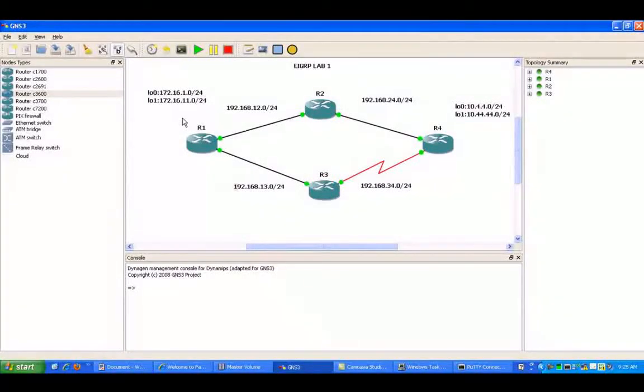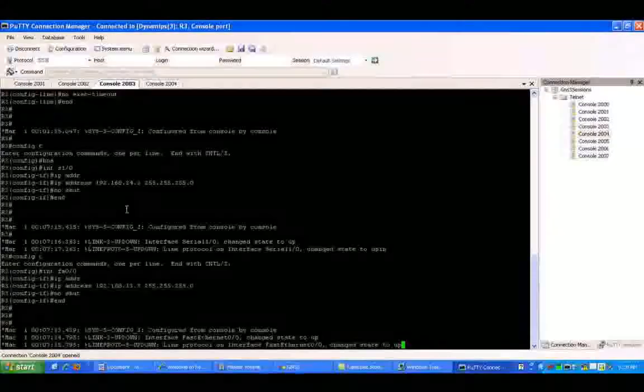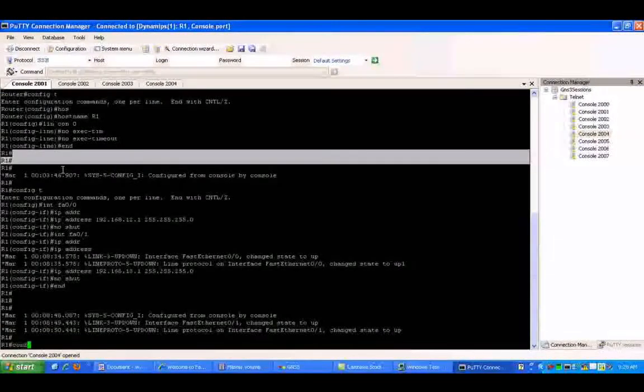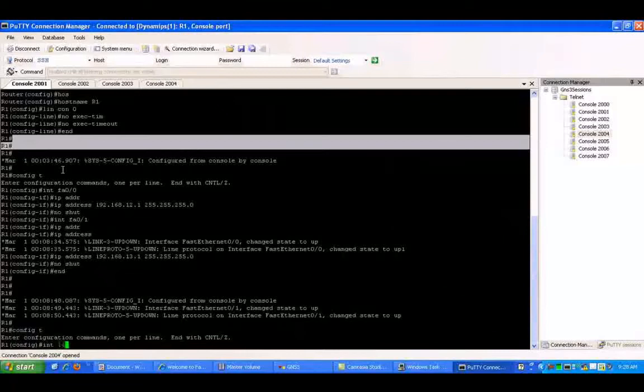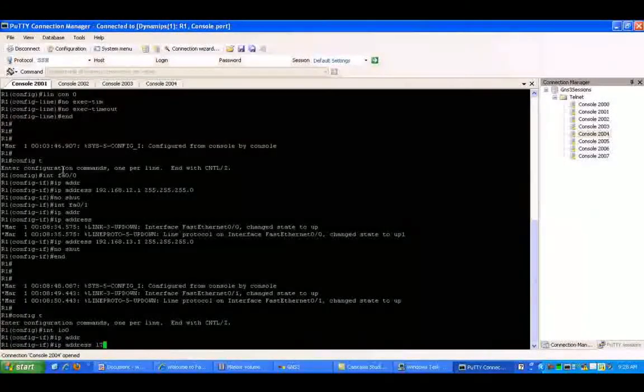So before we get started and take a look at EIGRP, we're going to go ahead and configure all the links between. Okay, so I have all the IP addressing done between the routers. We'll go ahead and do the loopback interfaces now. We have all the connections between the routers configured now.